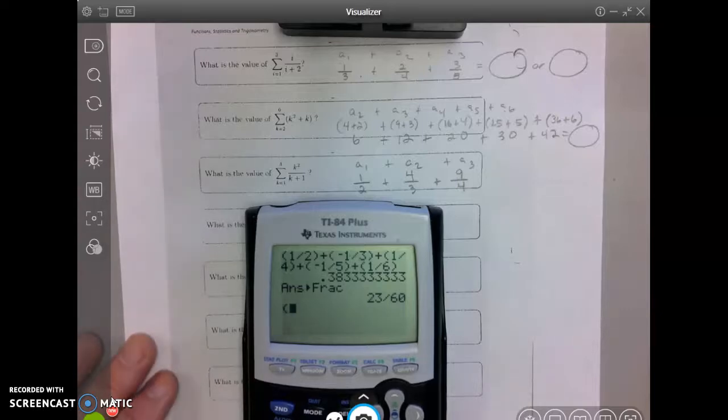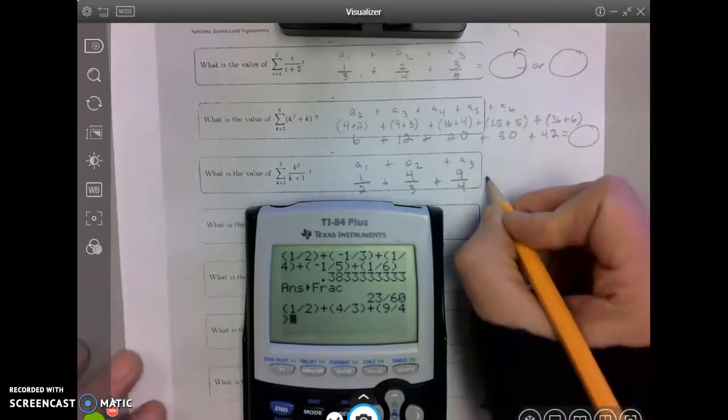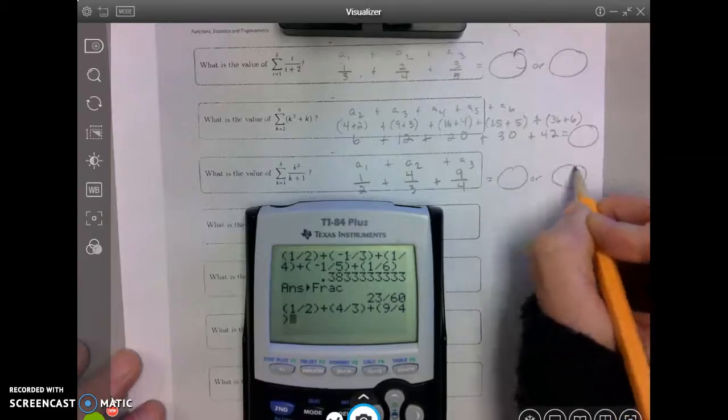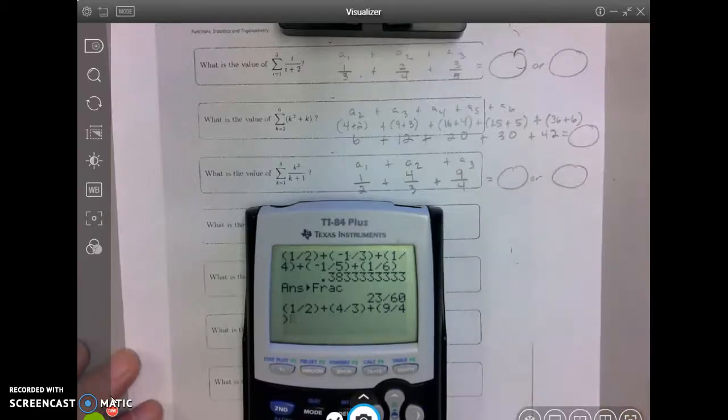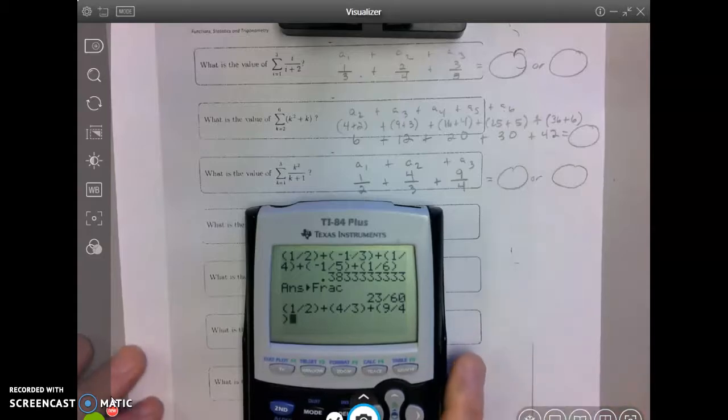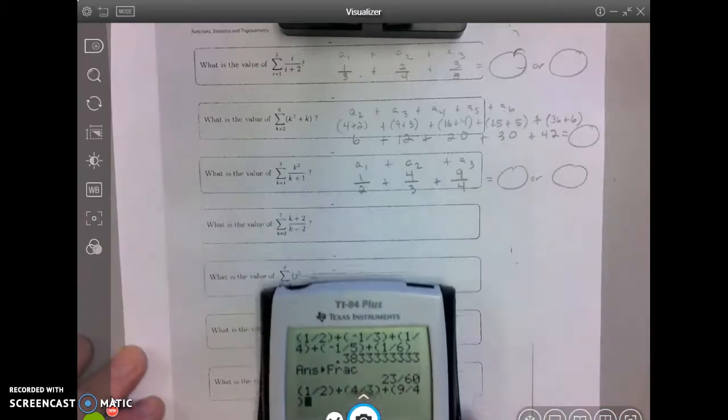And I would do 1/2 plus 4/3 plus 9/4. I would hit enter, and I can put the decimal answer or hit math, enter, enter, and you'll get the fraction in lowest terms. Okay, let's go to our next one.